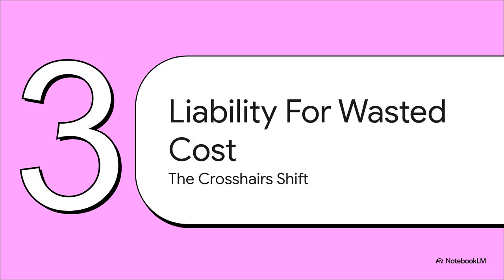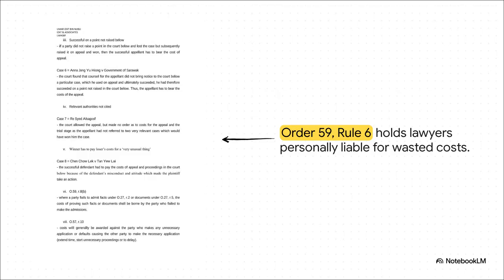Okay, on to Section 3, liability for wasted legal costs, the crosshair shift. This is where things get really intense. Under Order 59, Rule 6, if costs are incurred improperly, without reasonable cause or wasted by misconduct or undue delay, the court can make the solicitor personally liable. The protective shield of professional representation completely falls away.